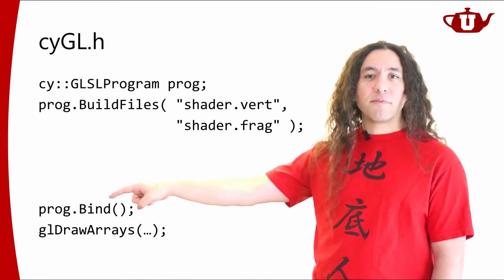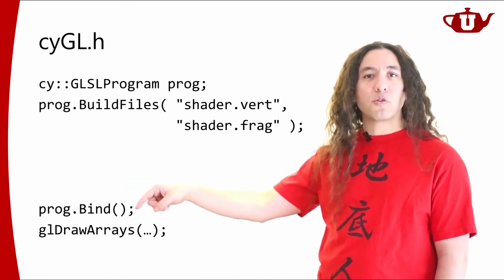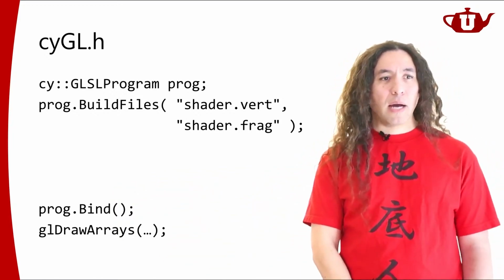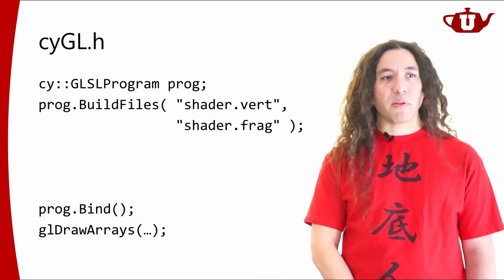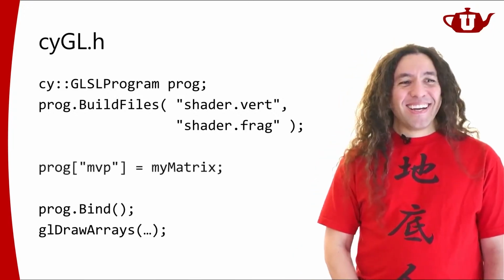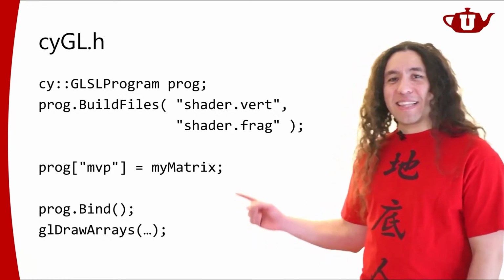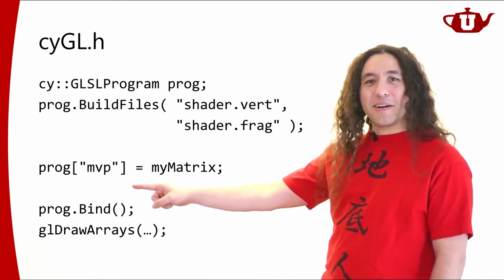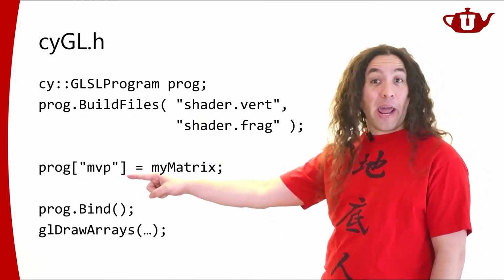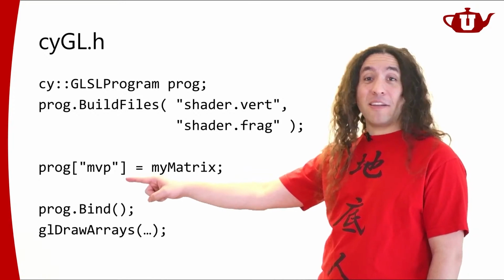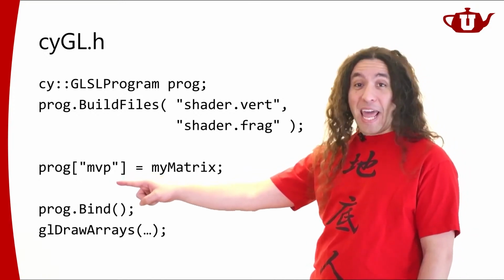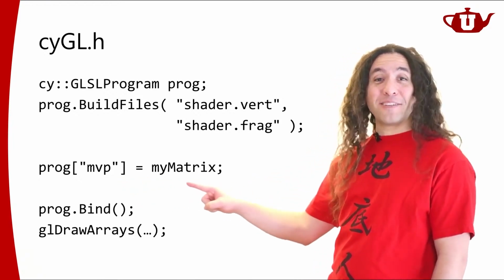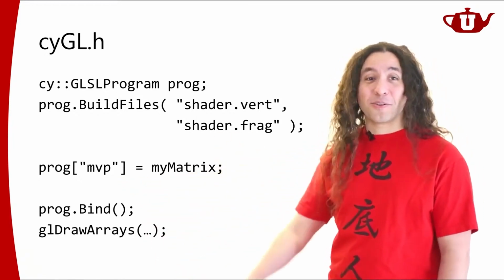There's a bind function. This basically is calling GL use program. And then you can call GL draw arrays. So I would recommend that you use it because it sort of simplifies the implementation quite a bit. Another thing that this class allows you to do is this funny syntax that I really like. So you could actually access it as if it's an array, and instead of an array index, you can give it a string. This is the name of my uniform variable, and then set it to my matrix, and it just copies that to your uniform variable.